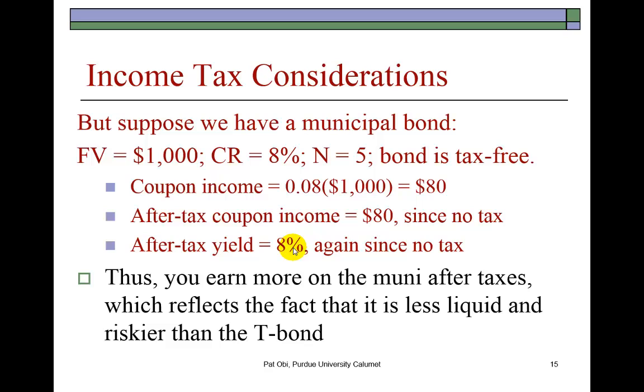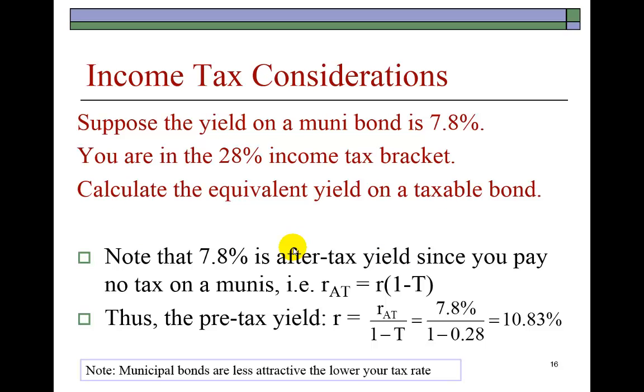So there's something that needs to be shown here, and that is, if you purchase a municipal bond, for example, with a yield of 7.8%, remember this 7.8% is your take-home pay. It's an after-tax income since you pay no taxes. So if you are in the 28% tax bracket, the only way that you can compare this yield to the yield of a taxable bond would be to calculate the pre-tax yield.